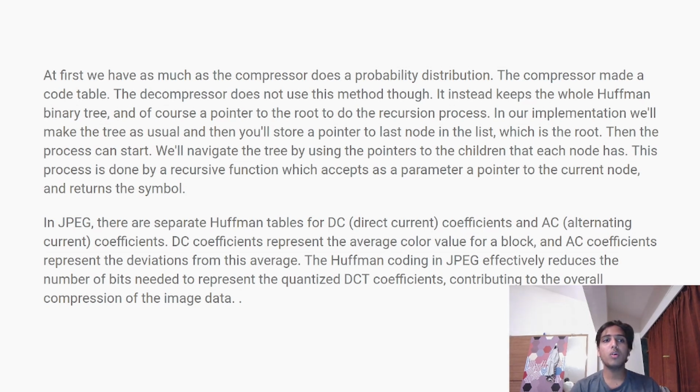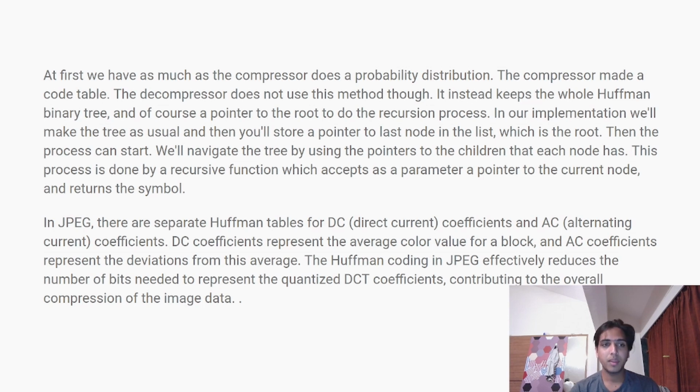Instead, it uses the whole Huffman binary tree, with a pointer to the root passed to the recursion process. In our implementation, we make the tree as usual. We navigate the tree by using the pointers to the children that each node has. This process is done by a recursive function, which accepts as a parameter a pointer to the current node and returns the symbol.